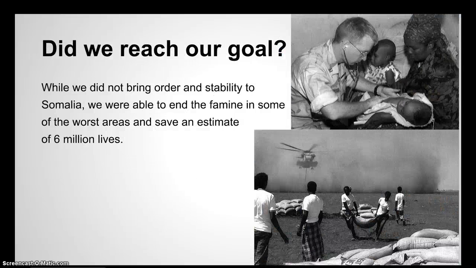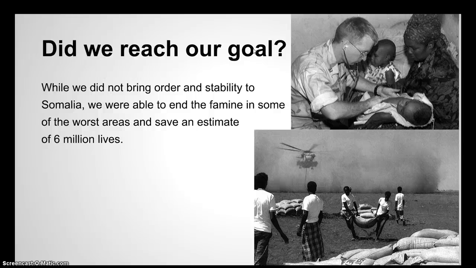So did we reach our goal? Well, while we did not bring order and stability to Somalia, we were able to end the famine in some of the worst areas and saved an estimated 6 million lives. So the blank would be 6 million lives. And here it shows how when we did bring stability in a few parts, we were able to get tons of relief and food. We were able to get doctors on the ground. We were able to save lots of people. So I would say we saved Somalia from the famine in the 1990s.